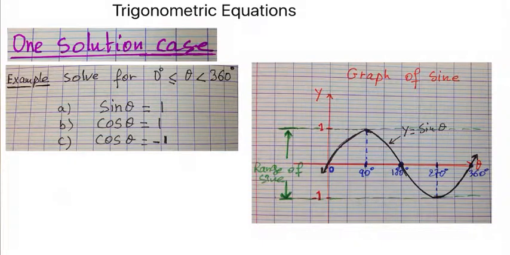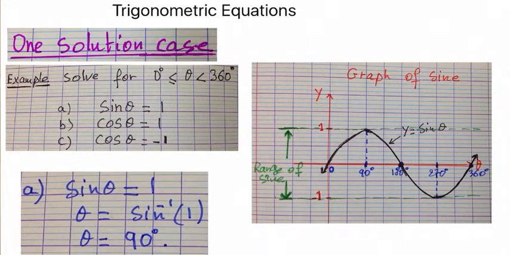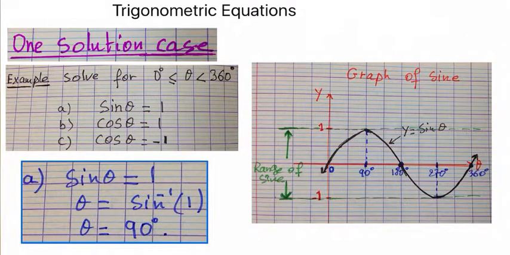Okay, so this is how you write your solution for part A. Sine theta equals 1, theta equals sine inverse, this is the inverse function of sine, of 1, and theta equals 90. Right. No more solutions between 0 and 360. And 360, as you can see, is the period of sine.